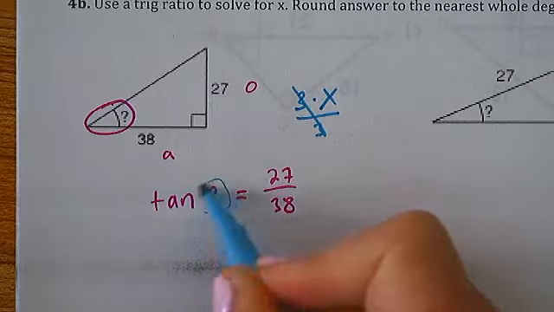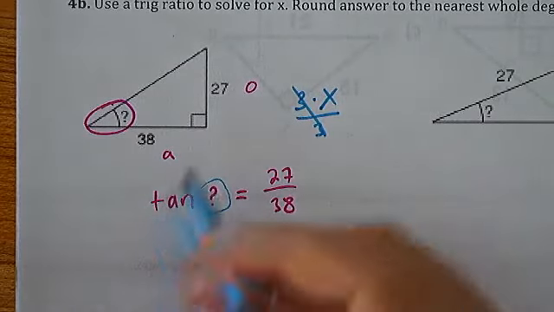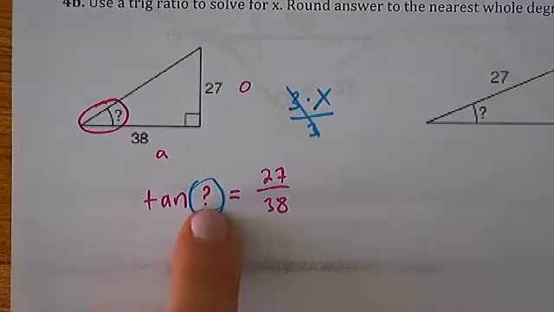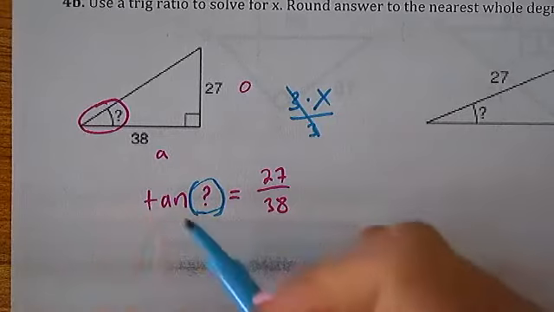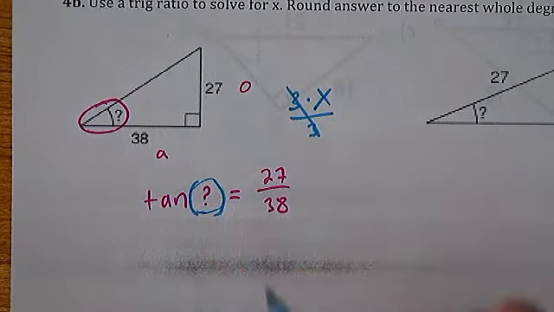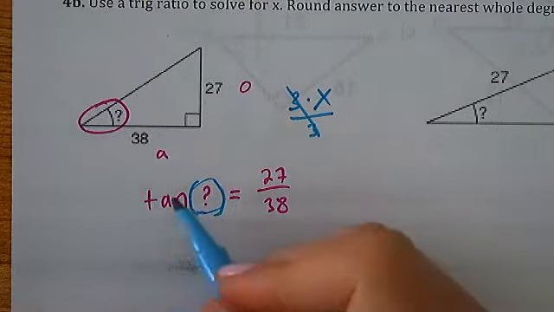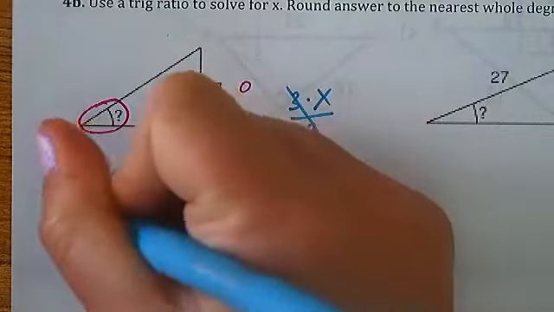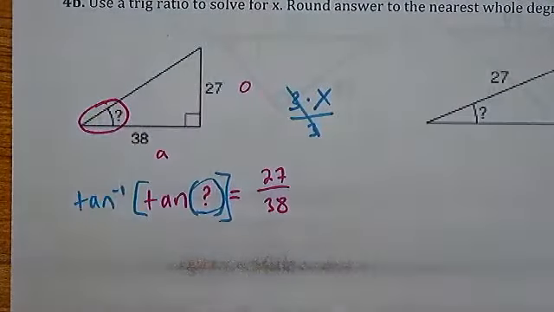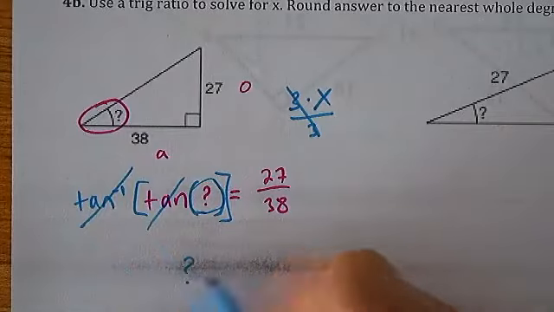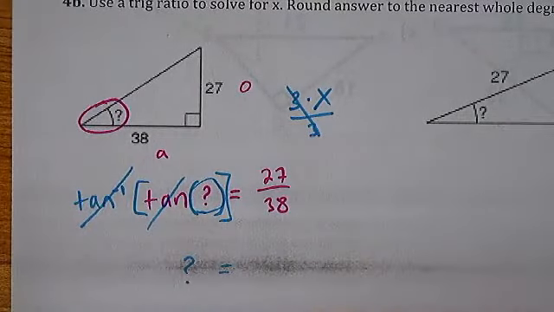I want to get this question mark alone, but it's currently having tan taken over it. It's not times tan, right? You don't divide by tan. That's not how this works. This is tan of question mark, not tan times. So how do I undo this tan of question mark? I take the inverse of the whole thing. And that crosses these guys off, and my question mark is now alone.